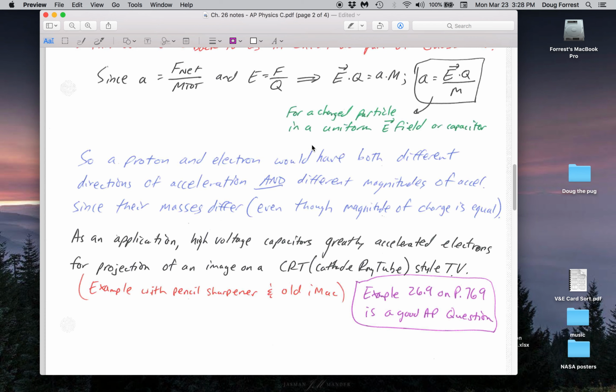You might think they would accelerate at the same rate, but they don't, because although they have the same net charge on them, 1.6 times 10 to the negative 19th coulombs, they actually have a very different mass from each other. So a proton has about 2,000 times the amount of mass of an electron, and therefore a proton's going to have much less acceleration than an electron if they're both in the same electric field.